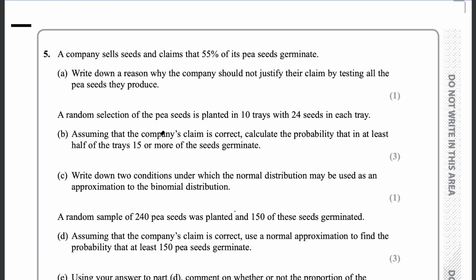So before I get started on this, I just want to point out when they say, assume the company's claim is correct, they're talking about this 55% up here. 55% of the seeds germinate. That's the company's claim. So we're assuming that's correct, and we need to find this probability.